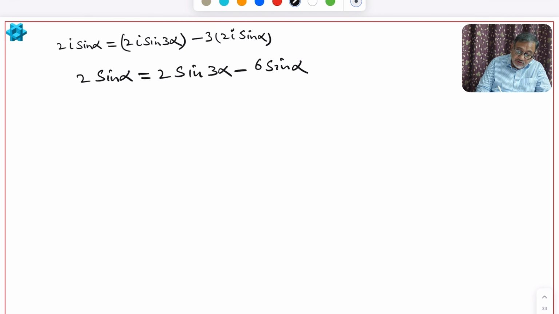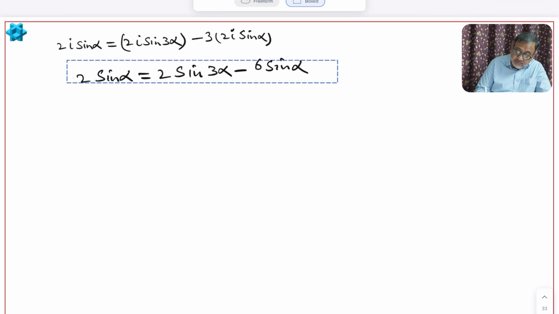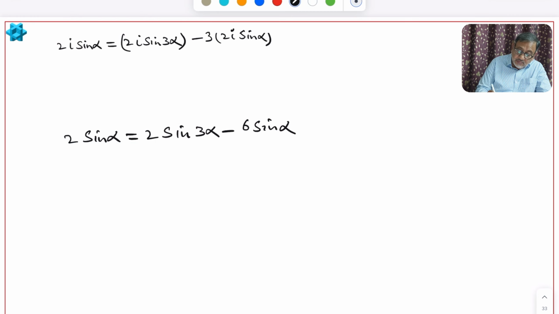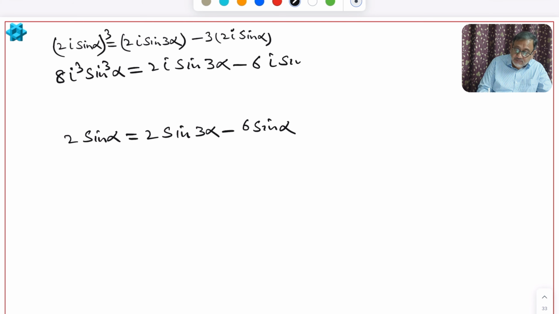So 2 to the 4 to the 8. One minute, let me simplify this. See, this is bracket cube. I forgot to write cube. 8i cube sin cube alpha is 2i sin 3 alpha minus 6i sin alpha, right?